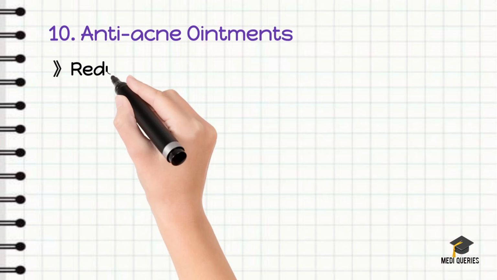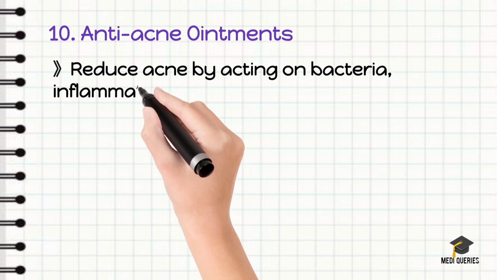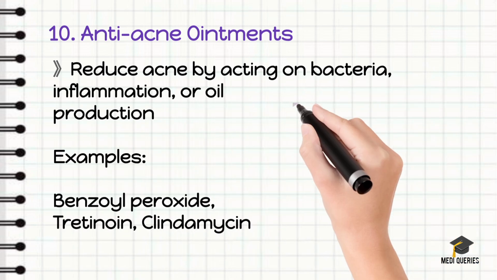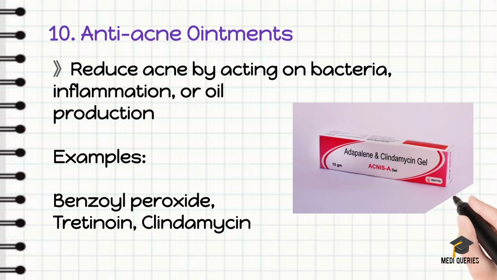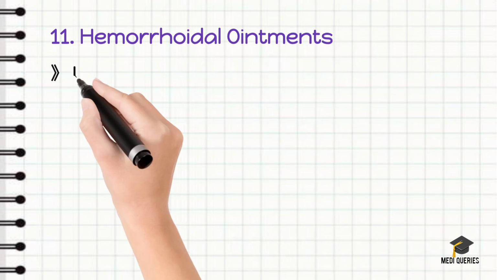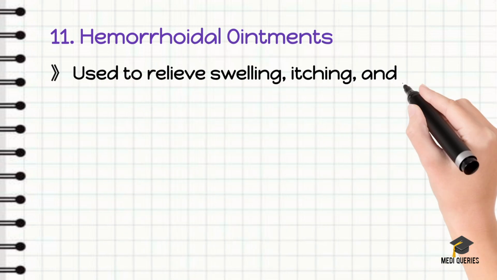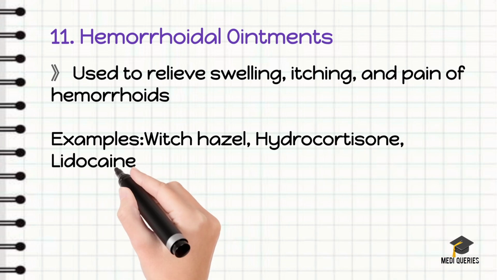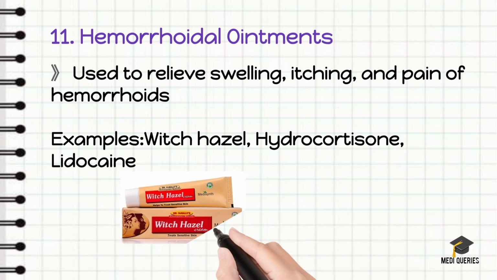And next one is anti-acne ointments. They mainly reduce acne by acting on bacteria, inflammation or oil production. Examples: benzoyl peroxide, clindamycin. Okay, next one is hemorrhoidal ointments. They are mainly used to relieve the swelling, itching and pain of hemorrhoids. Examples: witch hazel, lidocaine.